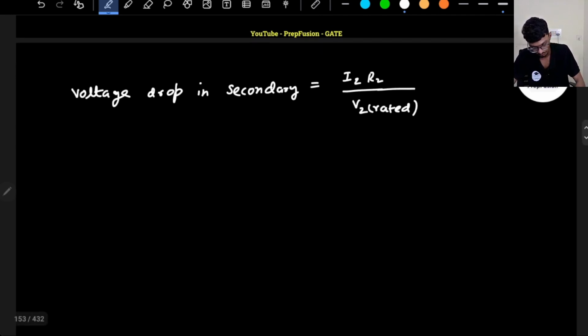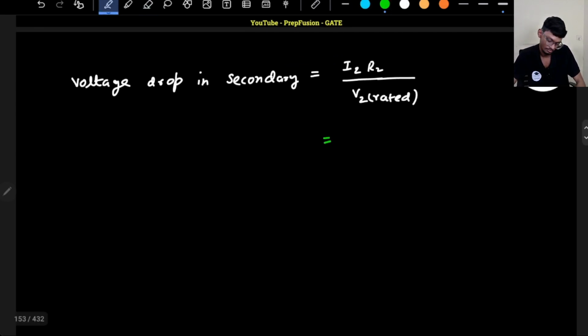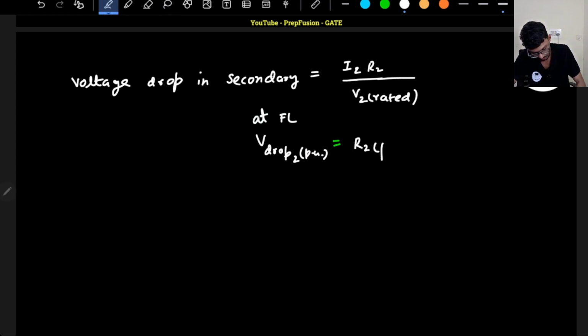Okay. So from here directly I can say like V drop secondary, right? V2 PU, V drop 2 PU will be equals to, at full load, it will be simply R2 PU. Similarly, right? Same thing. So what will be the overall drop? What will be the total drop, both in primary and secondary? So total drop will be what? At full load. All this I am deriving at full load.